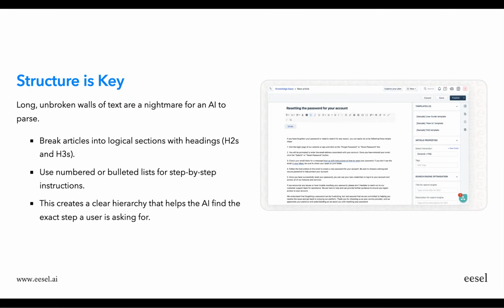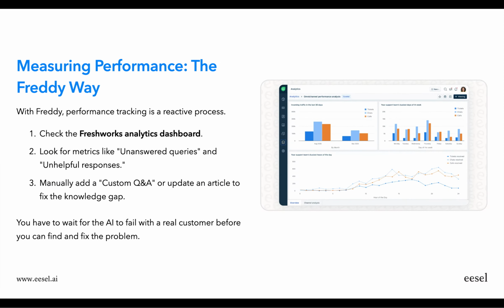And that point about structure is really key. Long walls of text are a nightmare for an AI to understand. Using simple things like headings and bullet points creates a clear hierarchy that helps the bot find the exact right answer for a user. Once you're live, how do you improve?